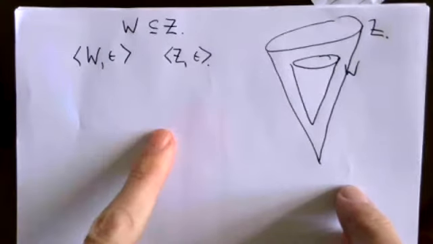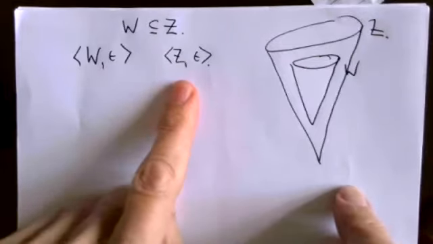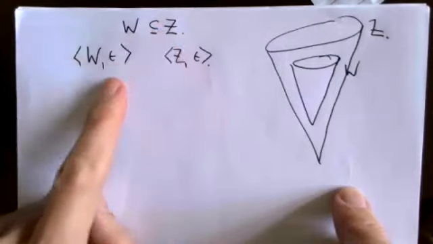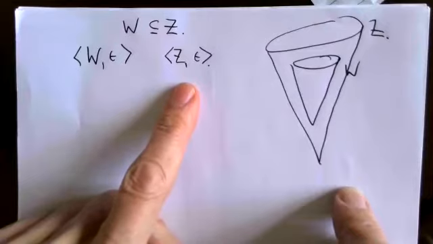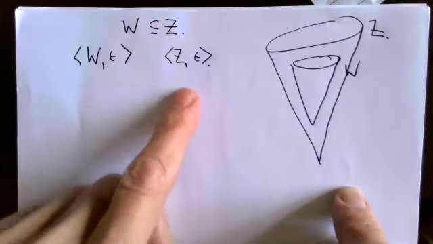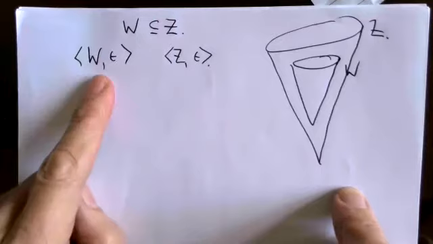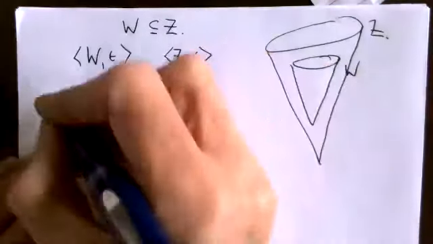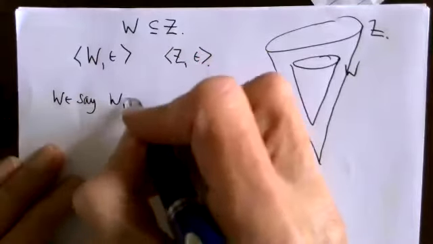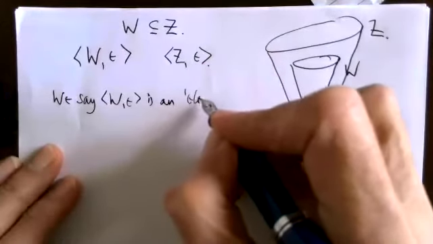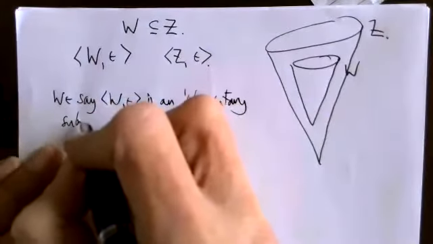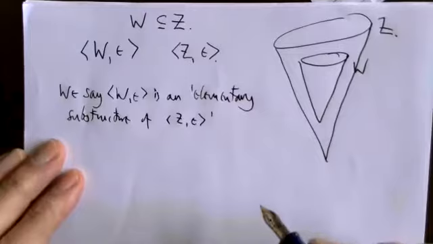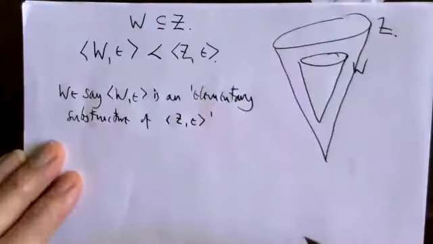What we want to think about is when a particular relationship between these two structures is not only that W is a substructure of Z, where the epsilon relation is the same here and here, but actually that it's a so-called elementary substructure. The word elementary means that basically anything I can say here about objects from W, I can say here too. So we say that (W, ε) is an elementary substructure of Z, and we write this with a curly less than here.